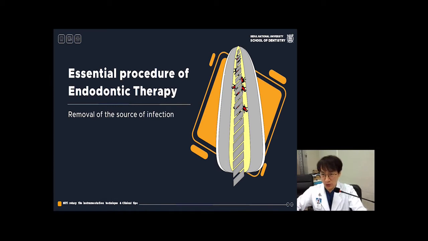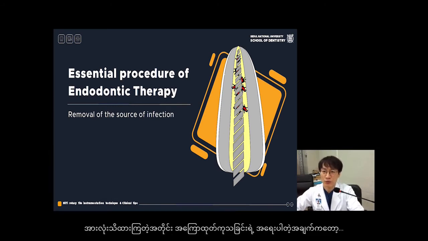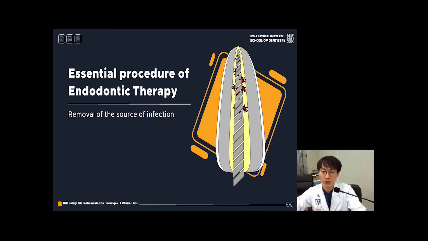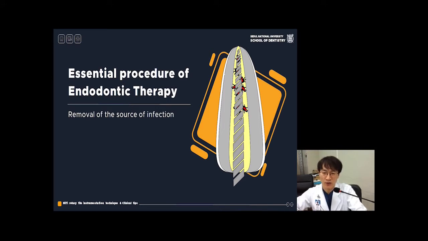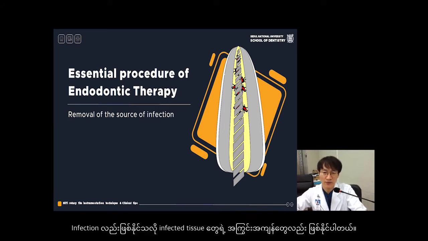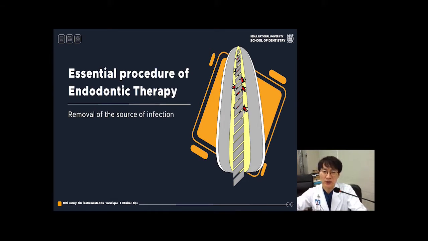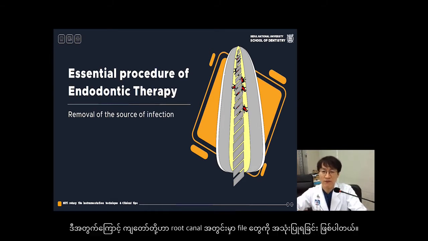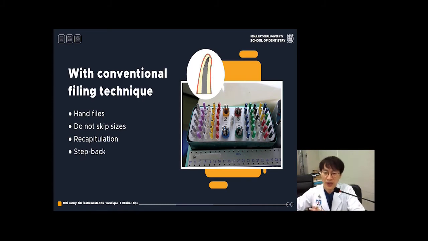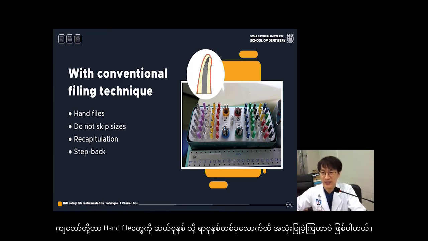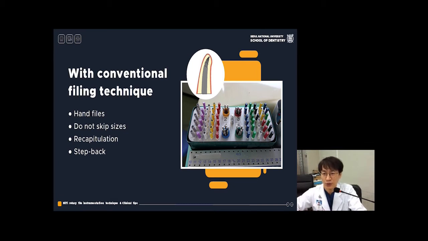So as you already know, the essence of root canal therapy is to remove the source of infection from inside the root canal. It may be infection or the remnants of the infected tissue. For this purpose, we use files inside the root canal. The hand file has been used for decades or centuries to get rid of the infection and achieve this purpose.